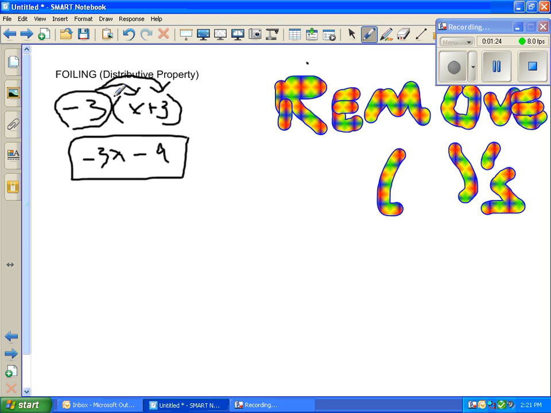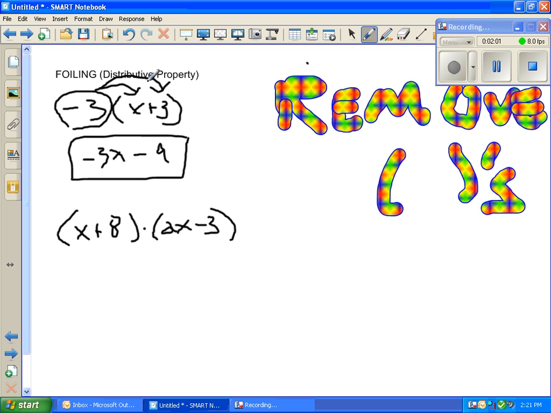Now foiling is, again, just the distributive property, but for more advanced problems. You see something like this all the time in algebra and upper level math. Let's say (x plus 8) parentheses. What goes in between here? A dot, which means multiplication. (x plus 8) times (2x minus 3).